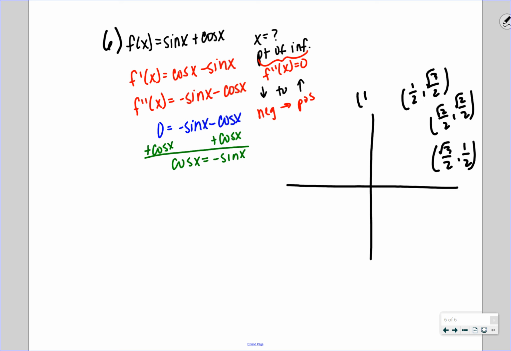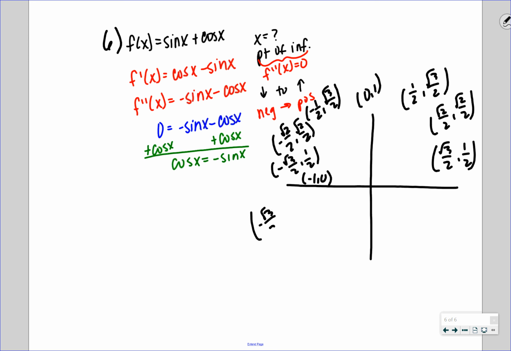And then this is 0, 1. And then it flips. I have negative 1/2, square root of 3 over 2. Negative square root of 2 over 2, square root of 2 over 2. And then negative square root of 3 over 2, 1/2. This is negative 1, 0. Now they're both negative. Negative square root of 3 over 2, negative 1/2. Negative square root of 2 over 2, negative square root of 2 over 2. Negative 1/2, negative square root of 3 over 2.